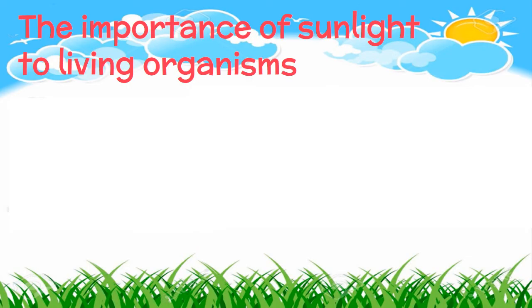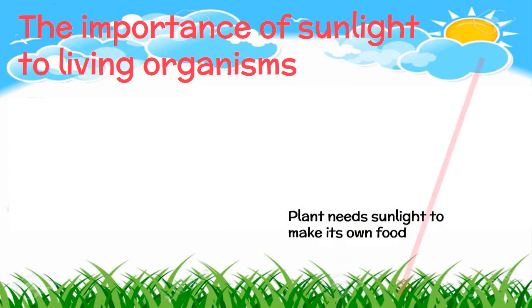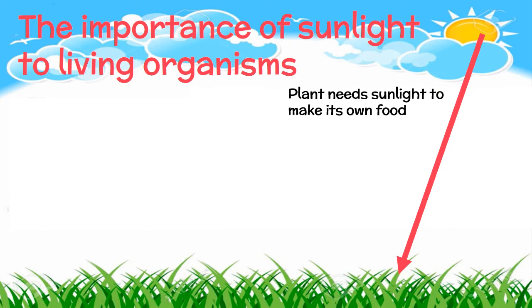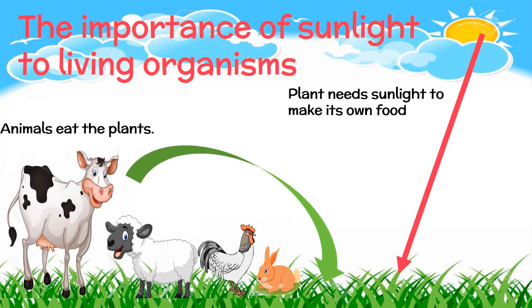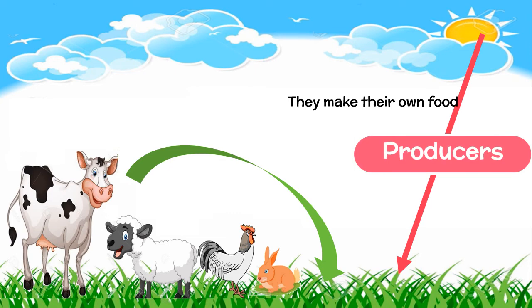Now we will talk about the importance of sunlight to all living organisms. As we know, the plant needs the sunlight to make its own food. The animals and humans depend on the plant to eat. So all living organisms need the sunlight to eat and to grow. Because the plants can make their own food, the plants are called producers.